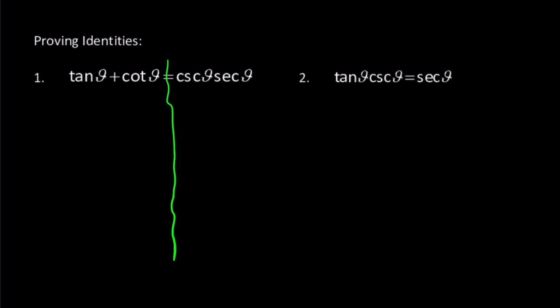So cosecant theta is 1 over sine theta. Secant theta is 1 over cosine theta. Well, that didn't work out the way I wanted it to. I was hoping I'd get something to cancel here, but if I multiply those two fractions, I simply get 1 over sine theta times cosine theta. Well, not nearly as easy as I thought. So now let's go to the other side.